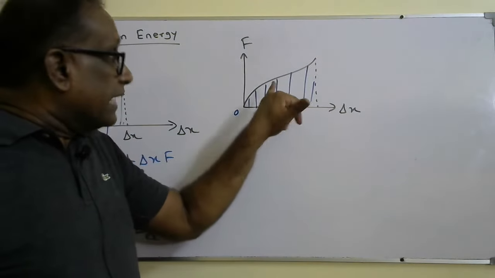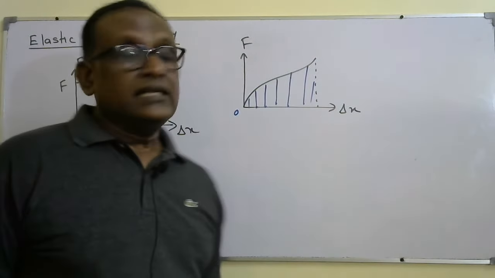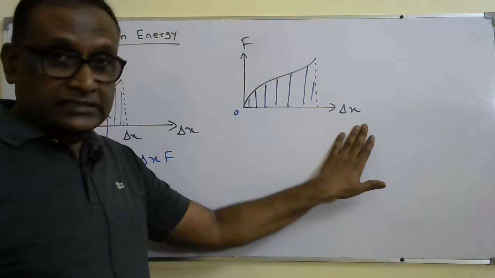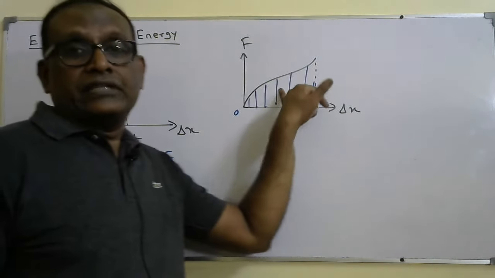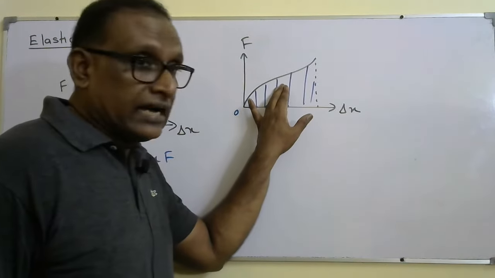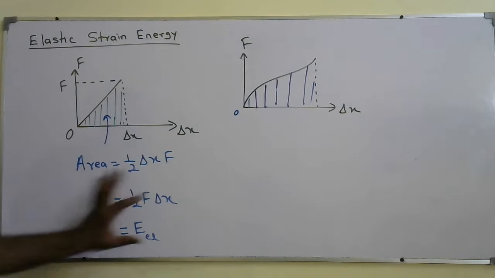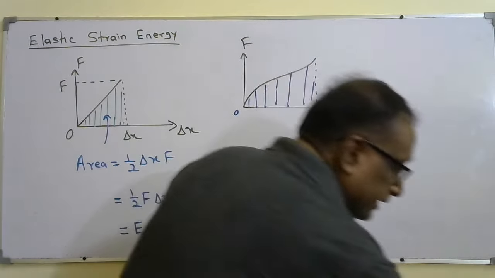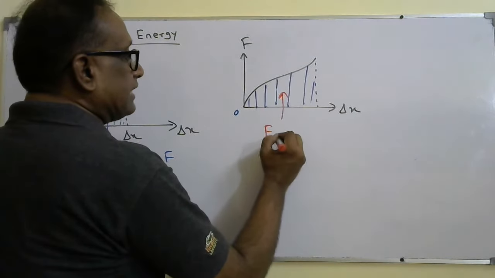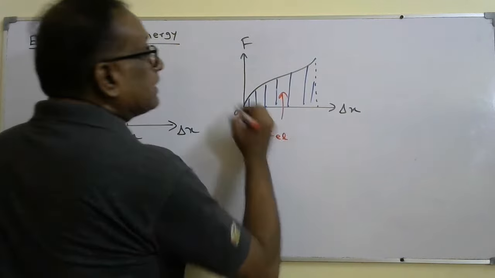But even if it is not a straight line, the area under the force extension graph or force compression graph will give the energy stored in it. That area won't satisfy this equation, but the area under the graph gives the energy stored in it. Elastic strain energy we can calculate by finding the area under the curved graph.